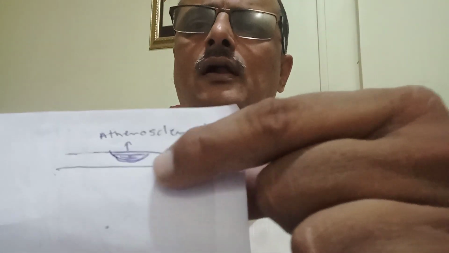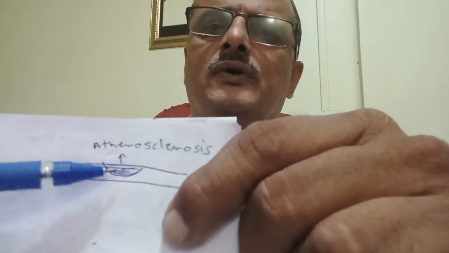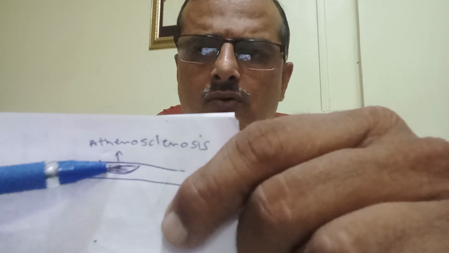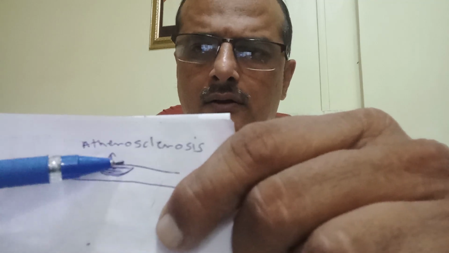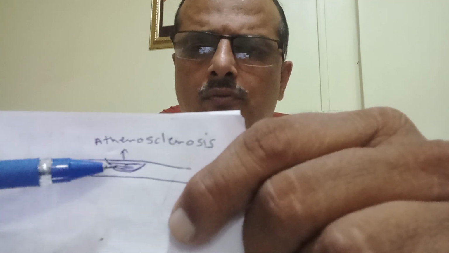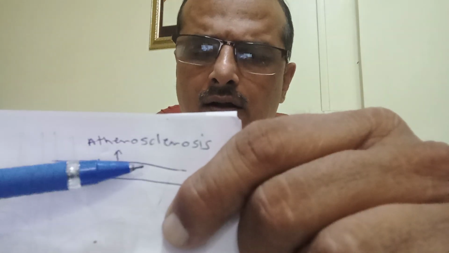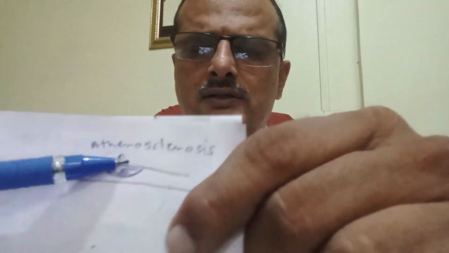So the next condition, which is also common in clinical practice and which all of us know, is atherosclerosis. Now what happens in atherosclerosis? All of us know this is a normal blood vessel, and there is accumulation at the inner wall of the blood vessel because of lipids, cholesterol, triglycerides, etc. This accumulation increases gradually and the lumen of the blood vessel gets reduced.